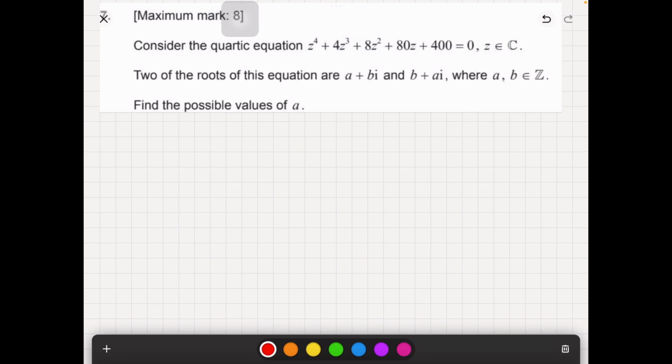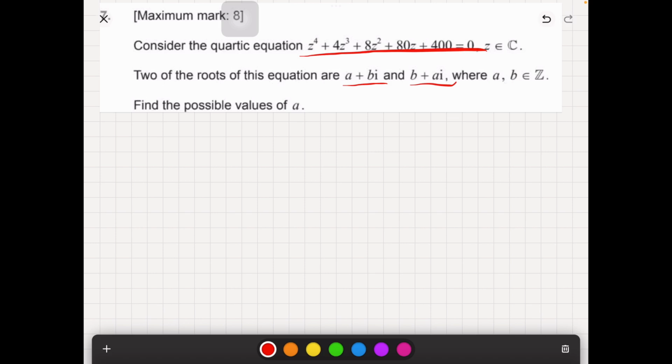So right away I can see that there are two pieces of information that we were given. The first one is the quartic equation, which is this equation right here. The second piece of information is that a plus bi and b plus ai are two of the roots. Basically, there are two ways to solve this question. The first way is to use the sum of the roots and product of the roots, get two equations, and then solve for a and b.